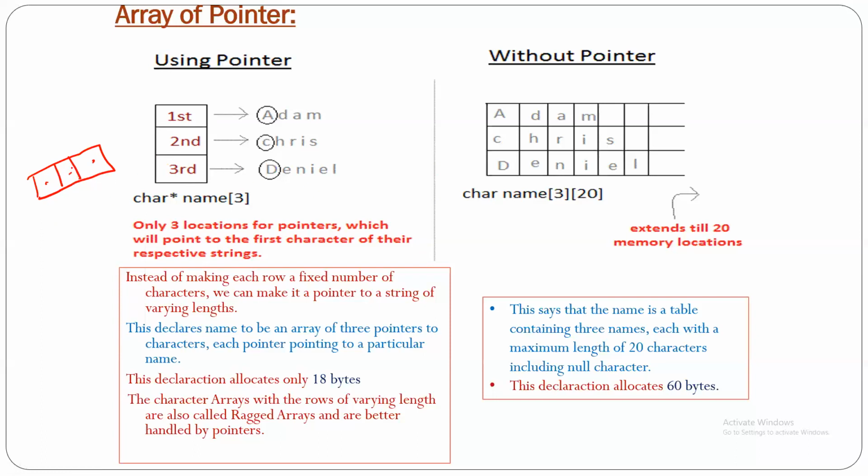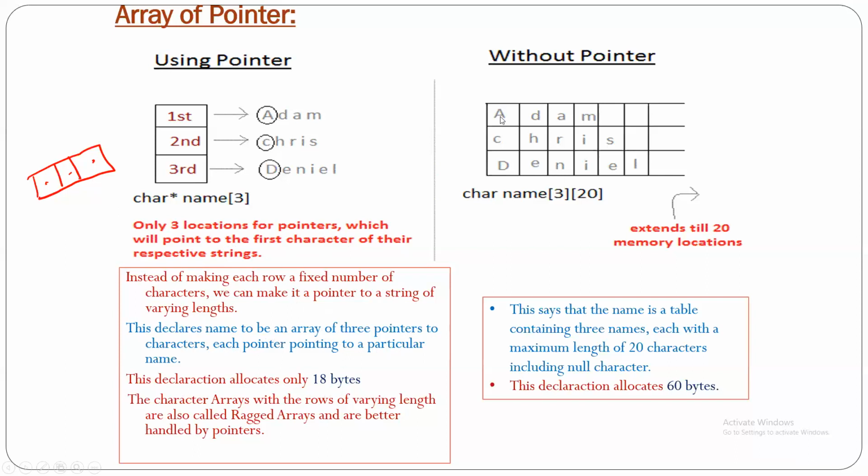So here you can see only 3 locations for pointers, which will point to the first character of their respective strings. So instead of making each row a fixed number of characters, we can make it a pointer to a string of varying lengths, right? So this declares name to be an array of 3 pointers to characters, and each pointer pointing to a particular name, right? So this declaration will allocate only 18 bytes.